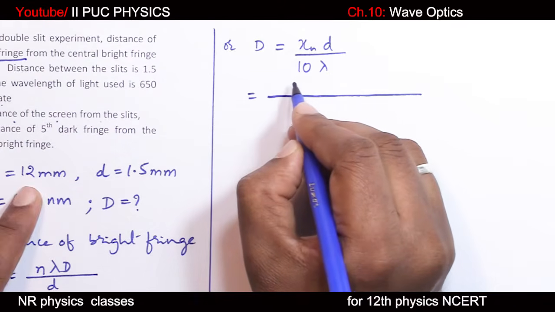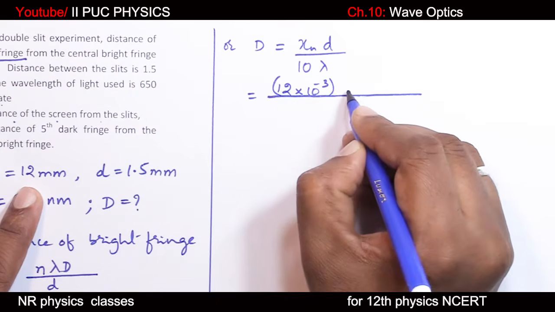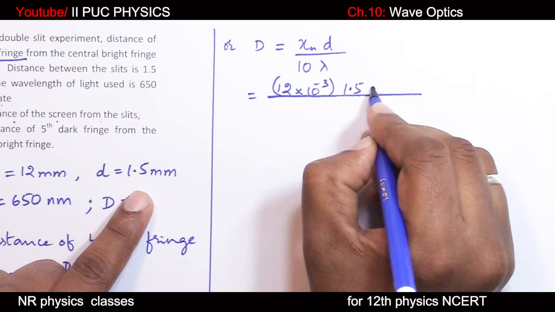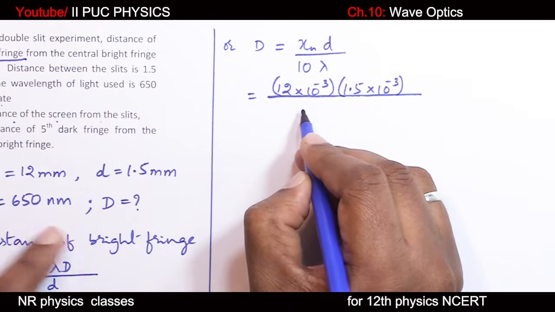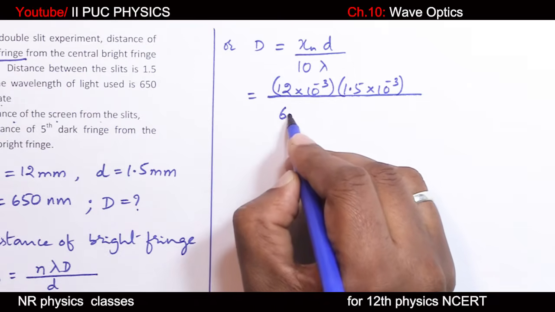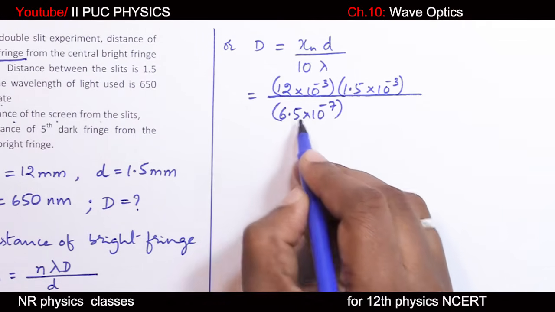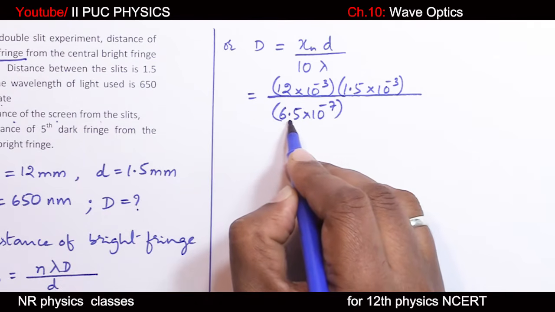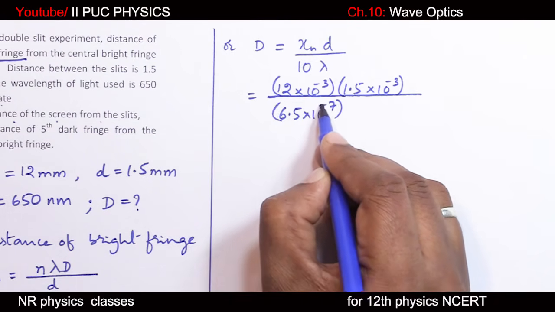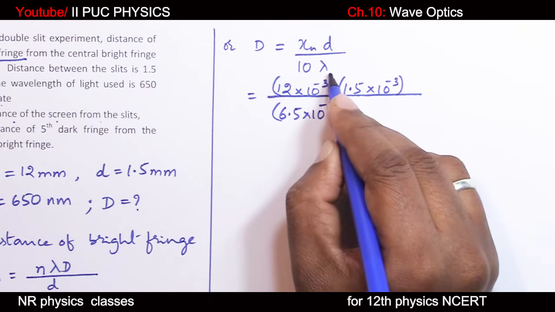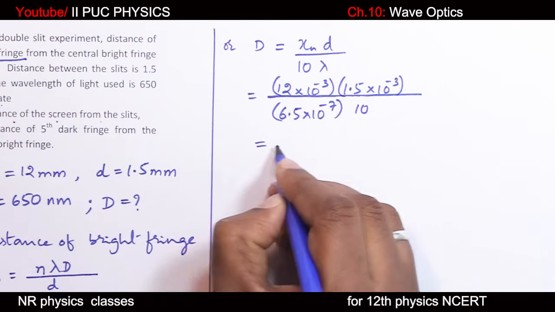Xn is 12 millimeter, that is 12 into 10 power minus 3, small d is 1.5 millimeter, lambda 650 nanometer is 6.5 into 10 power minus 7. I have shifted the zeros, please take care. So it is 6.5 into 10 power minus 7, over 10 lambda. Simplify this.